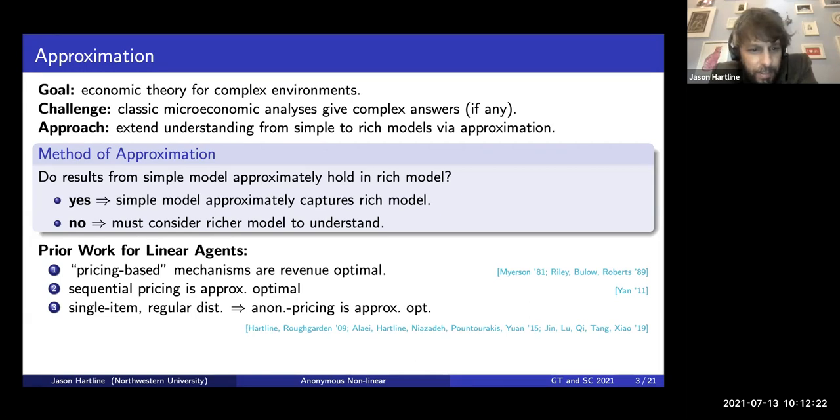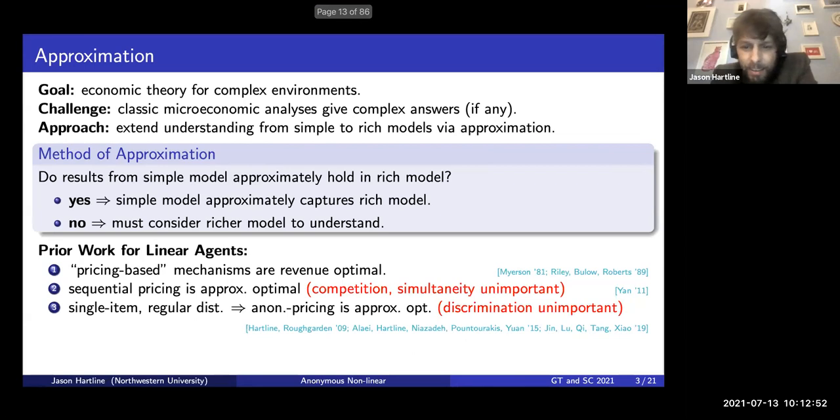Another result is that if you're selling a single item and the agents' value distributions are non-identical but satisfy a natural concavity property, then just posting an anonymous price works. Just post a price, and if one of the buyers shows up and wants to buy, they'll buy it at that price. Otherwise, no one buys it. Such an anonymous pricing mechanism is approximately optimal.